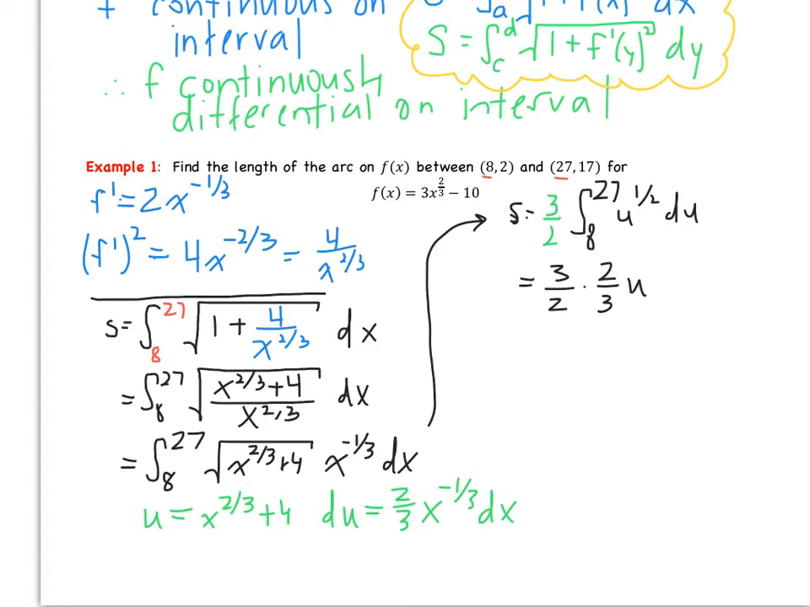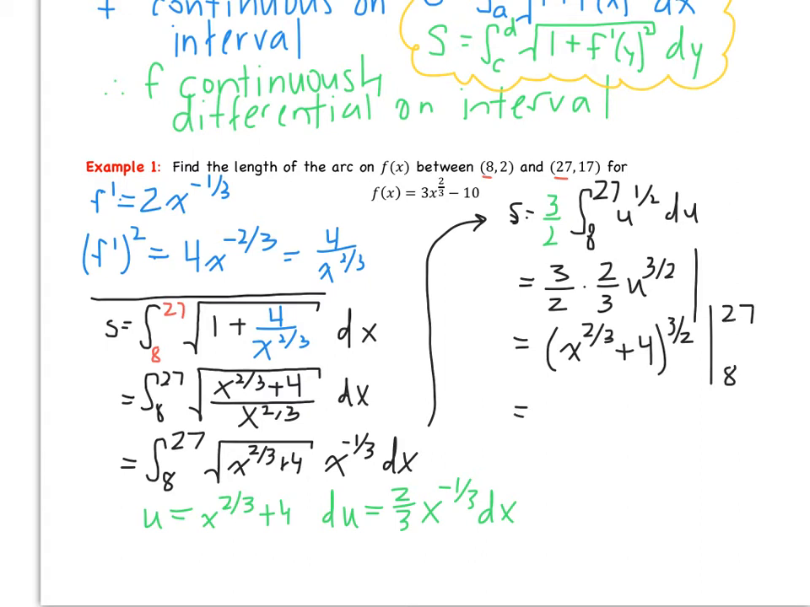2/3 u to the 3/2 on that interval, but we do need to substitute back in. So now we are looking at, well, the 3/2 and 2/3 cancel, and we're looking at x to the 2/3 plus 4 raised to the 3/2 on the interval 8 to 27.